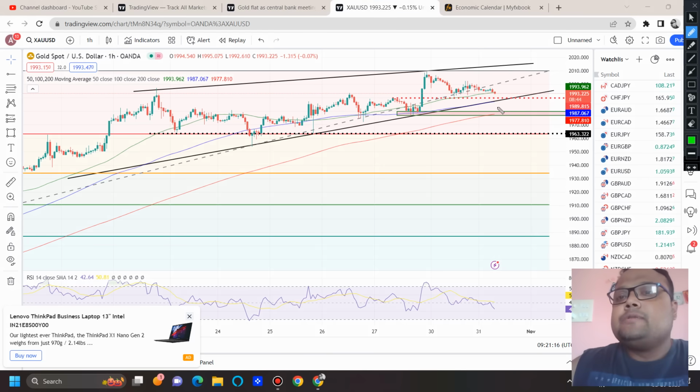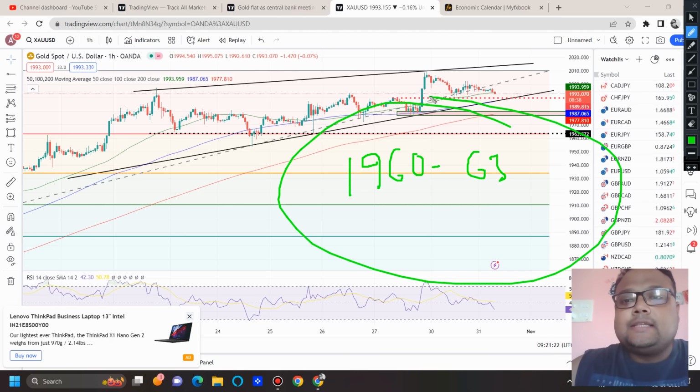So if gold comes down, my dear friend, the best support on the chart of gold is around 1960 to 1963. By today or tomorrow, if you see gold falling, then you can observe the market around 1960 to 63, because we have a good support around this area, plus we have the FIBO 23.6% retracement level. Overall, the trend of the market is towards the upside. So if gold falls also, we can expect a bounce around this area.